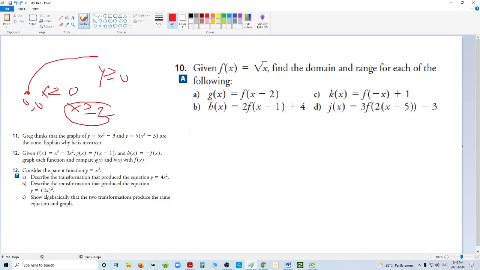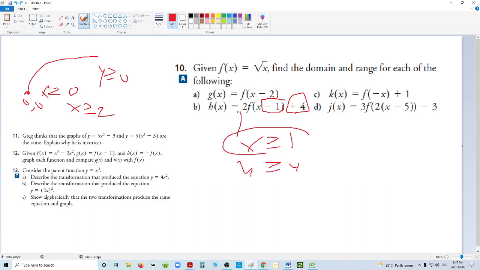Put it into Desmos. What about this one? Well, when there's a stretch, the domain doesn't really change, only on the shifts. So this range went up by 4, and this domain went to the right by 1. So now the new domain is x is bigger or equal to 1, and y is bigger or equal to 4. Now this can get tricky if there's reflections. Reflections mess that all up. So we'll keep an eye open for reflections. So that's the new domain and range of that one.